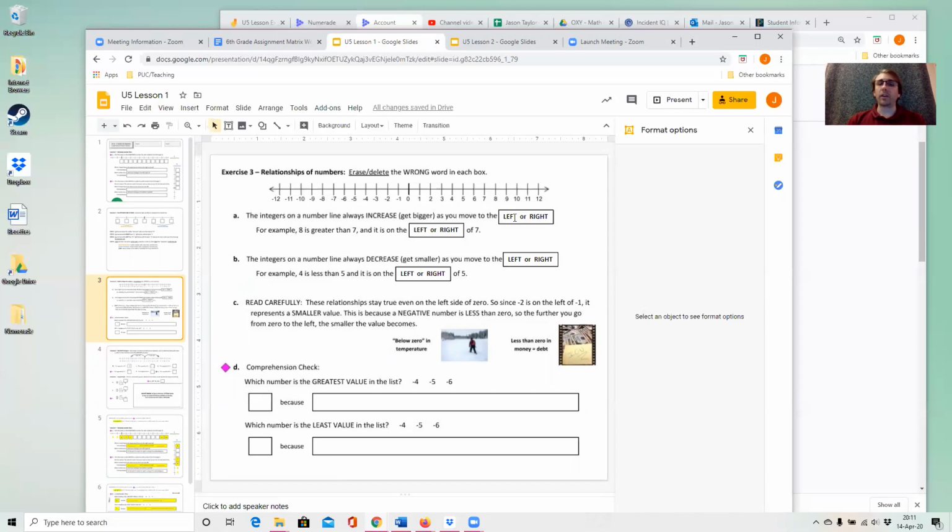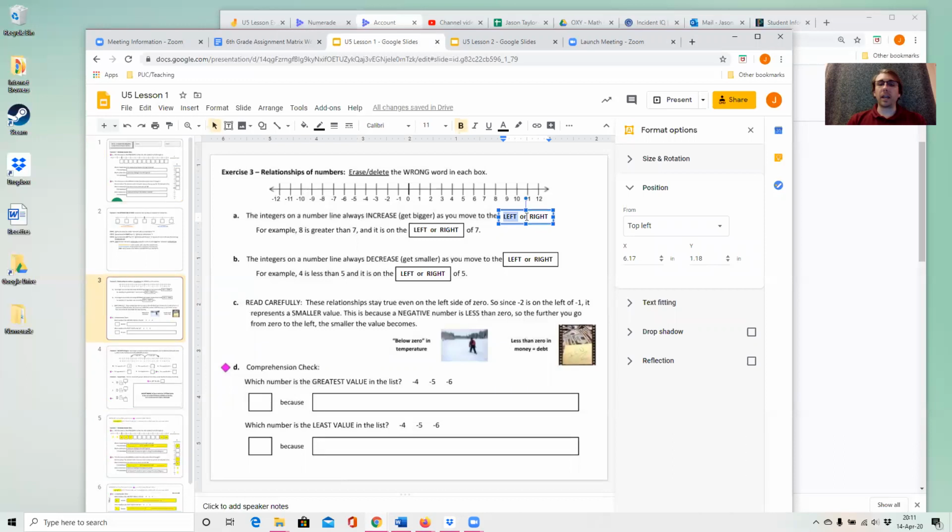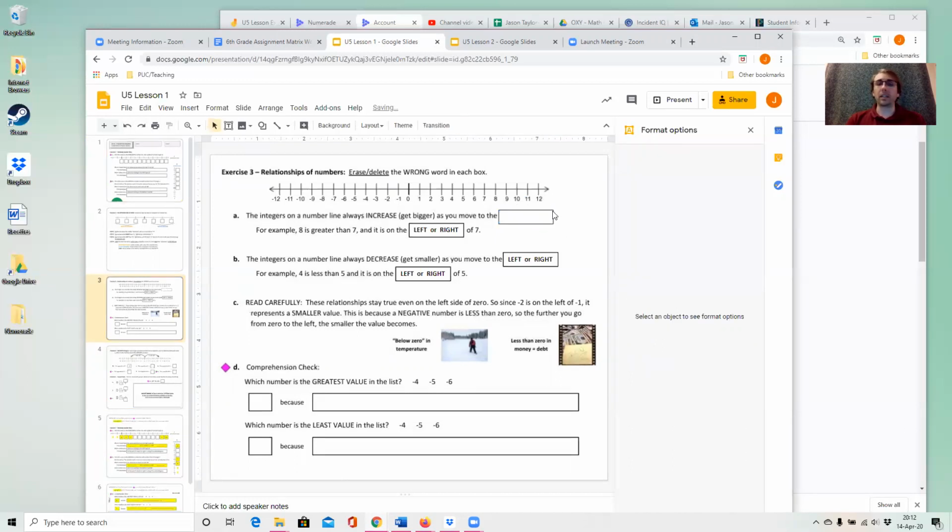And then when you have a good sense of what you think it is, go ahead and click in the box and delete whichever word is the one that you think is wrong. That way the right word is the only one that's left in the box. If you make a mistake, you can always go back and click the undo button, and that way it will bring it back to what it was before. Some of us have been accidentally deleting boxes. So for example, if I accidentally delete this, instead of deleting a word, I can go back and undo, and the box is now back.